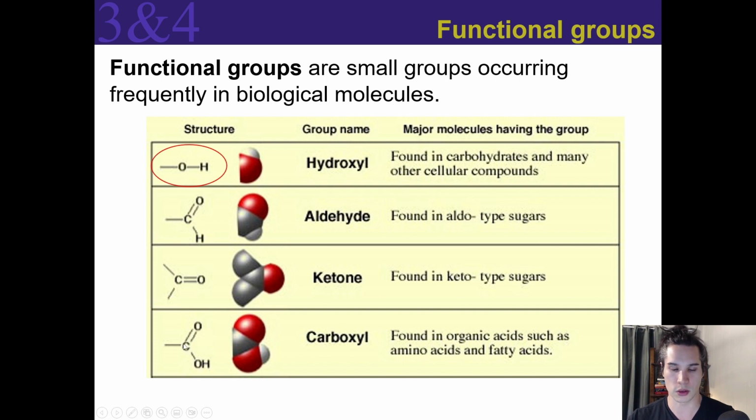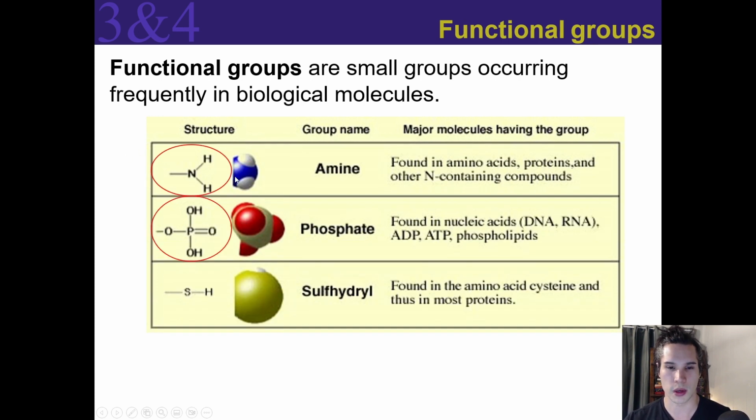And then we have a carboxyl group. This is a carbon doubly bound to an oxygen and also singly bound to an oxygen, which is also bound to a hydrogen. Typically, these function as acids. This hydroxyl group will dissociate, and this hydrogen will be donated to something. Typically you're going to find these on organic acids, such as amino acids as well as fatty acids. What I've highlighted here in red is the hydroxyl group. Be sure you know that one out of all of these.